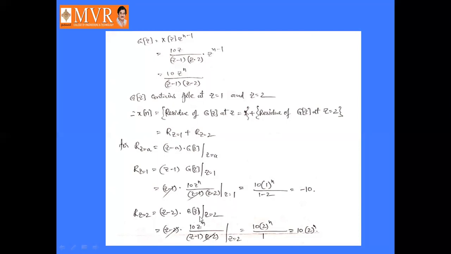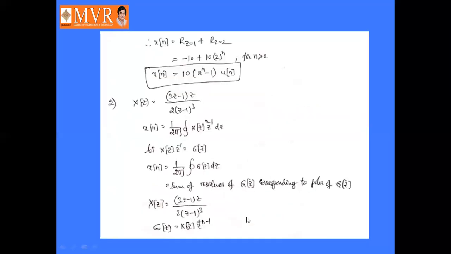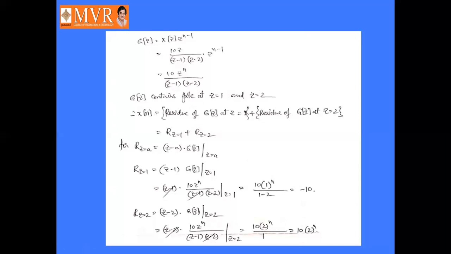Similarly, z minus 1 into g of z at z equal to 1 is nothing but z minus 1 into 10 z power n by (z minus 1)(z minus 2) at z equal to 1, which is n into 1 power n by 1, that is minus 10. Similarly, the residue at z equal to 2 is obtained as z minus 2 into g of z at z equal to 2. So z minus 2 into 10 z power n by (z minus 1)(z minus 2) at z equal to 2, that is 10 into 2 power n.